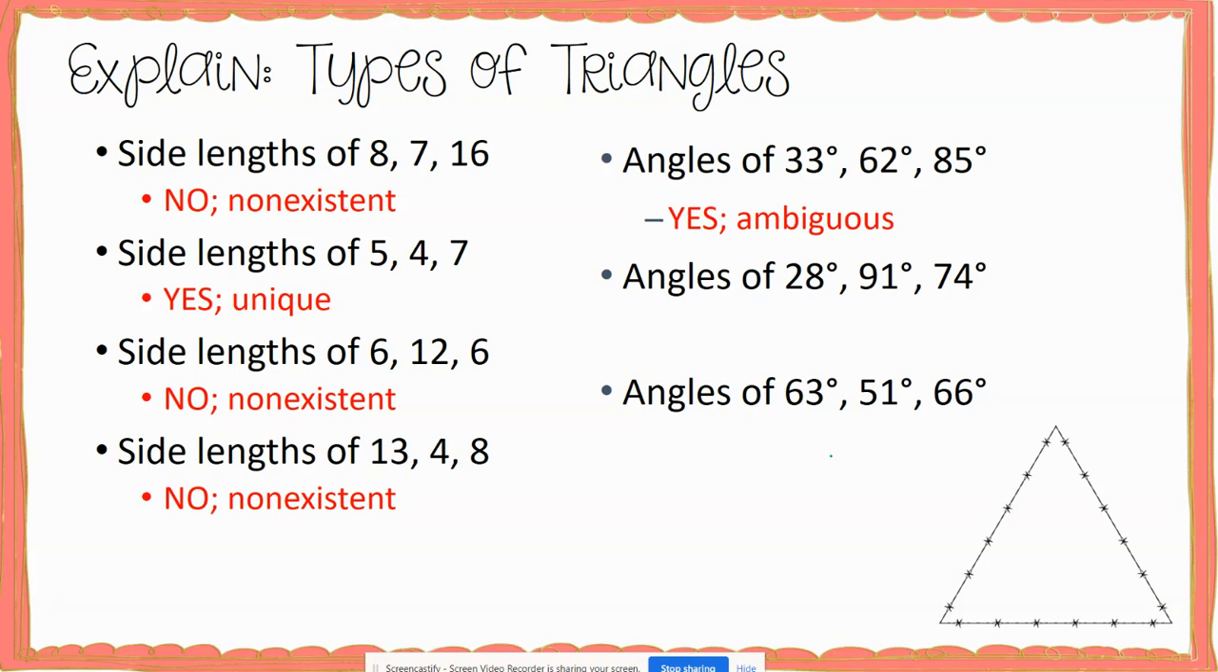I know that angles of 28, 91, and 74 degrees do not add up to 180, so this is no, not a triangle, which means it is non-existent. For the last problem, I know that when I add those together, they do equal 180, which means yes, this is a triangle, and specifically, it is an ambiguous triangle.